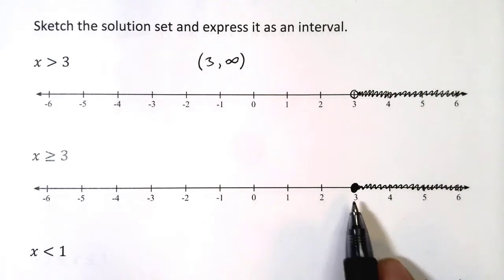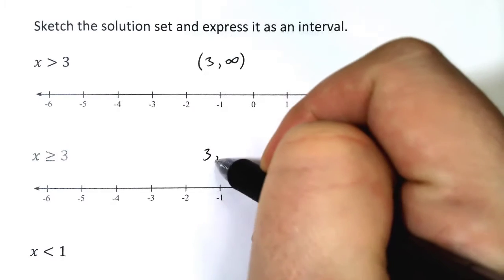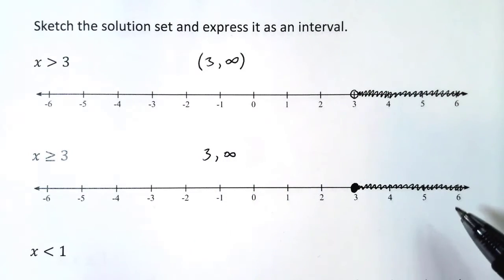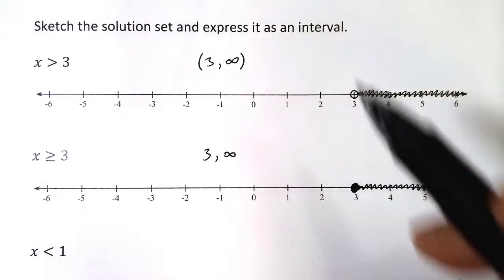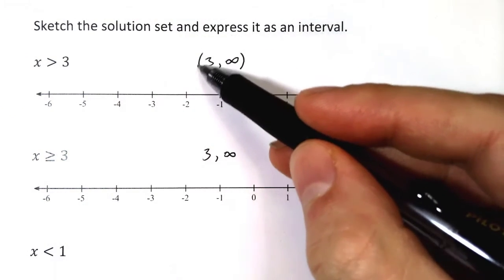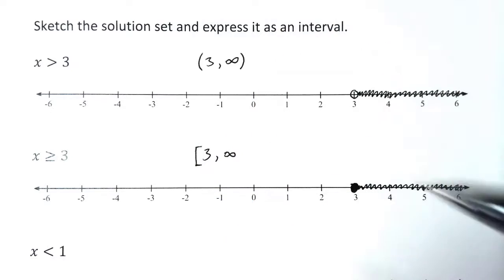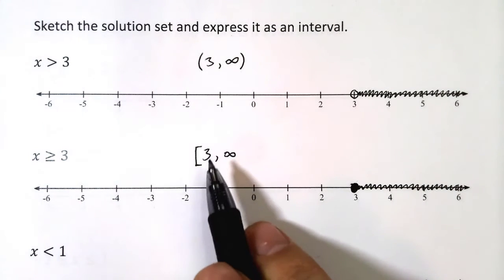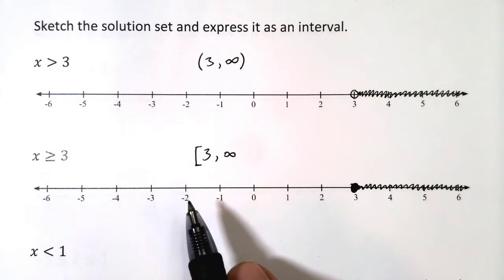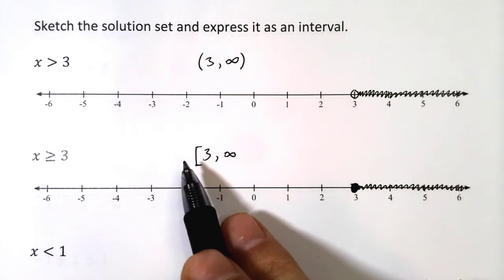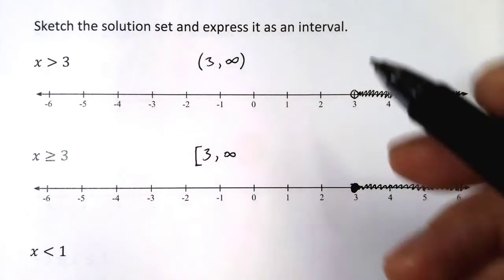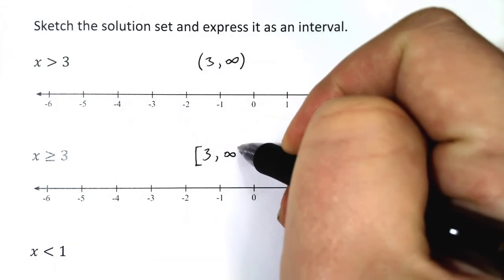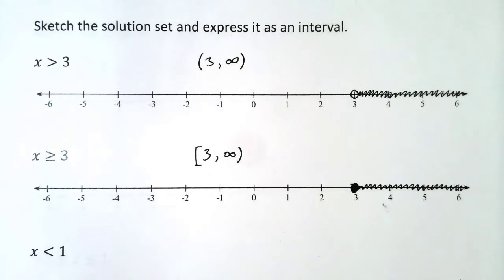And when we write this as an interval, I'm going to write from 3 to infinity. But this time, I want to indicate that I'm including 3. So instead of using a round parentheses, we use a square bracket. And that indicates that 3 is part of the solution. So note the difference. Now, infinity can never be part of an interval because it's not actually a number. So again, we have to use a round parentheses there.